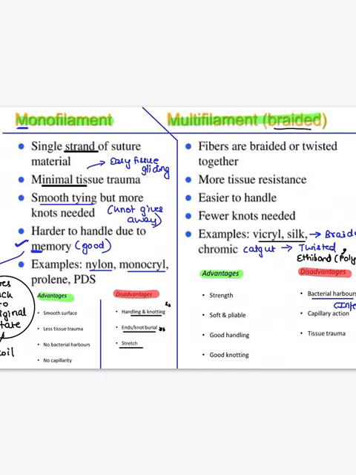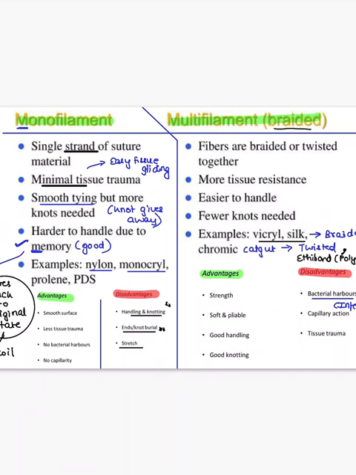Okay, so what will be the advantage and disadvantage of monofilament? Monofilament has a single strand, so it's easy to insert and take out. Tissue gliding is easy, so there is minimal tissue trauma. Tying is smooth, but it gives away easily because the strength is not so good. Memory is extremely good. Memory means the ability to go back to the initial state.